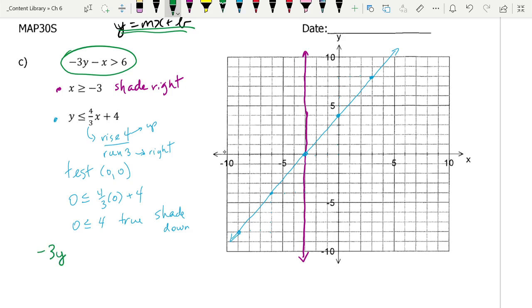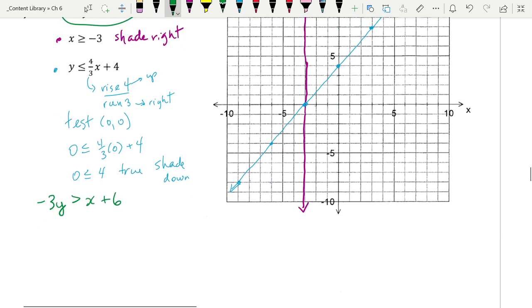So -3y, I'm going to add x to both sides of the equation. There we go. Then I got one more step. I have to divide both sides of the equation by -3. Now remember that x does have a number in front of it. Right? There's an invisible number here. Can you see it? Yep. There's a 1. What do you get when you divide 1 by -3?